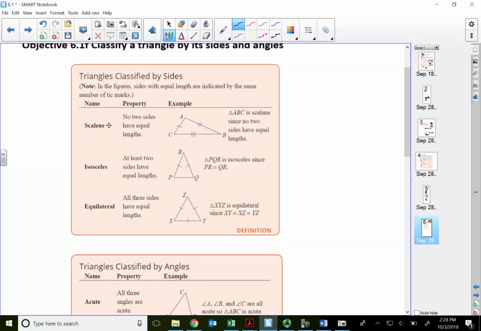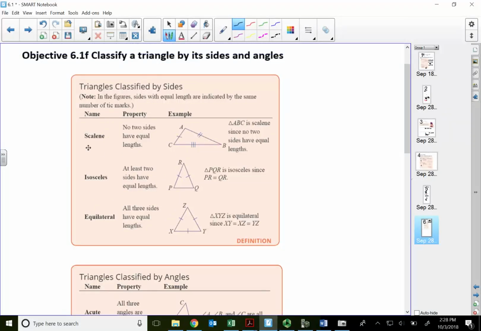When we have a triangle that's considered a scalene triangle, it means all three sides are different. That also represents all three angles within are different as well. So the property here simply says scalene is no two sides have the equal length, or we can say there are no two angles inside the triangle with equal measurements.